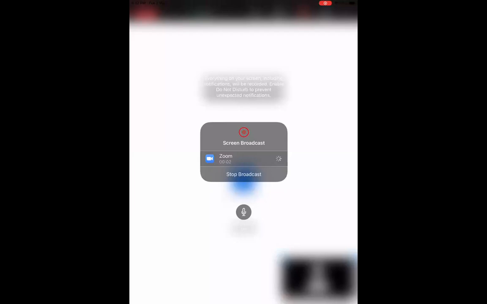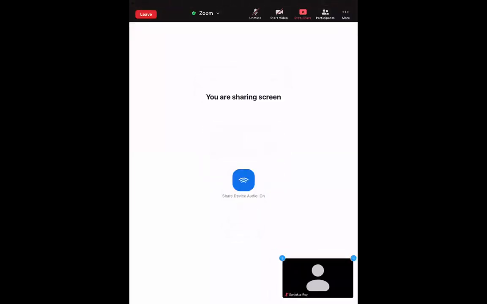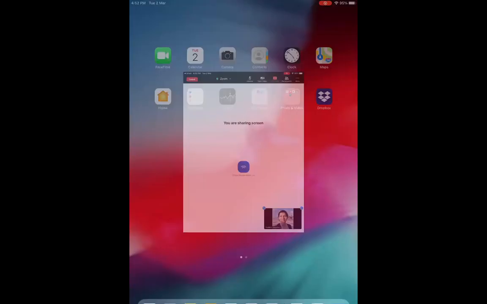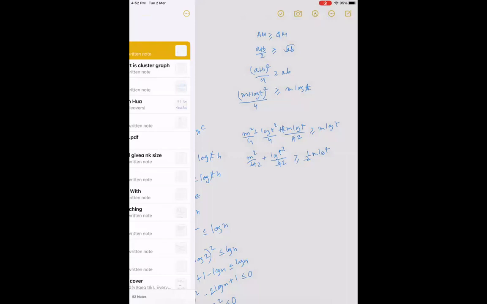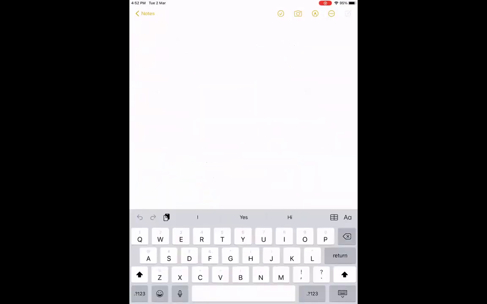Is it visible? Yeah, it just says, yeah, we can see, now the notes are visible. Okay. Yeah.